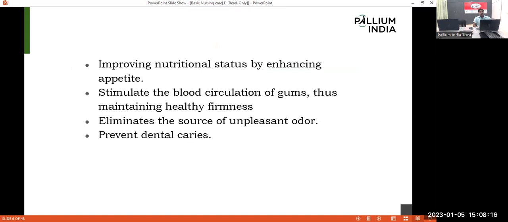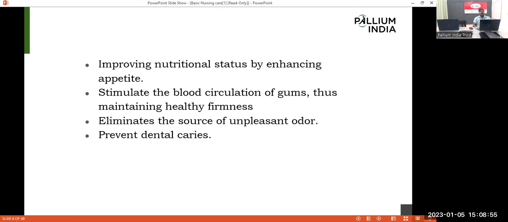The fresh feeling inside the mouth, if the patient is feeling it, then the patient will also like to take food, and good appetite will be induced and the patient can take food well. Then if we do the oral care by brushing, a massaging effect for the gums will be received and it maintains healthy firmness for the teeth. Strength of the teeth will be gained, and the blood circulation of the gum will increase by the stimulation. So a good health for the gum and the teeth also.